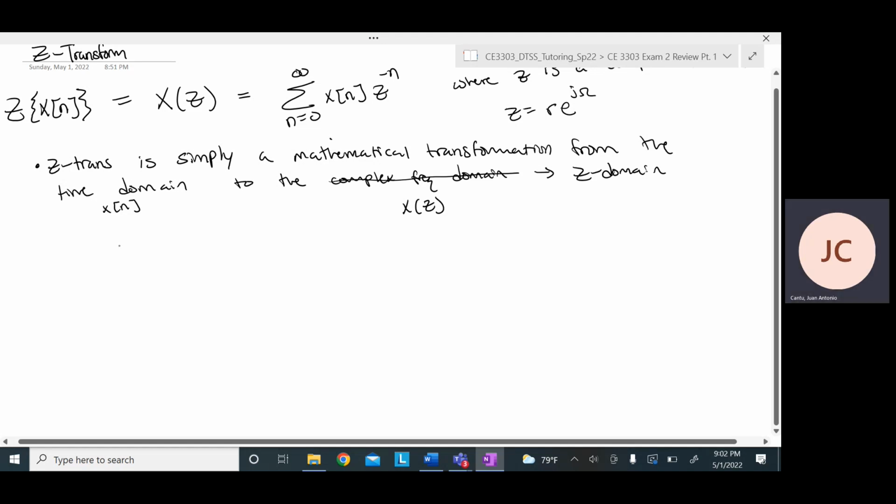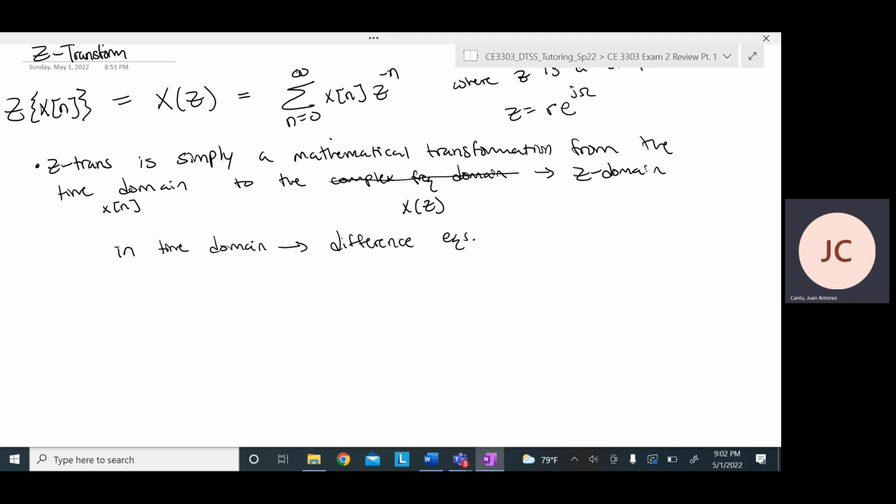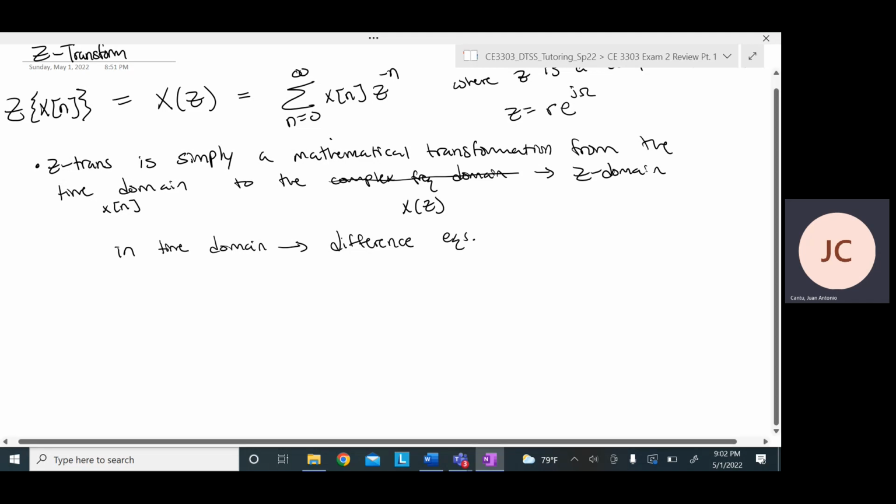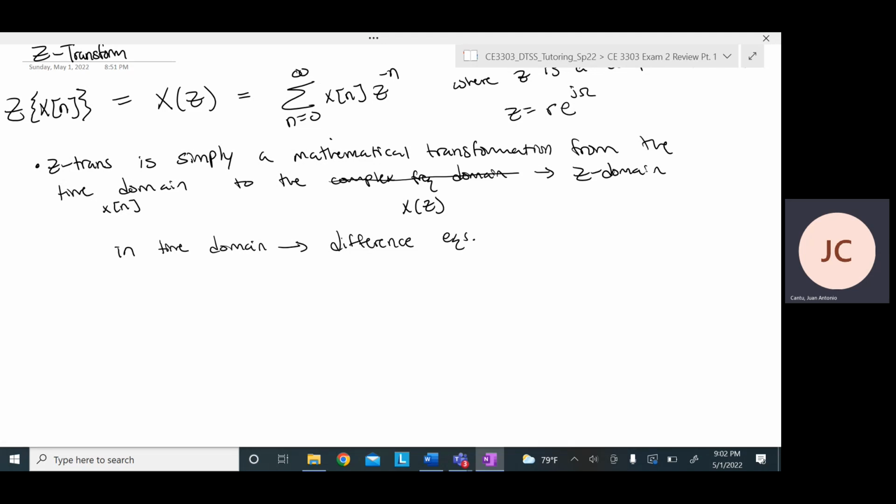basically in the time domain, we had annoying difference equations, right? Our DT-LTI systems were modeled by difference equations, and we had to do annoying stuff like characteristic solution and particular solution to solve our system. Or we could do convolution, which is pretty tedious, but it's a lot better than doing characteristic and particular solution.